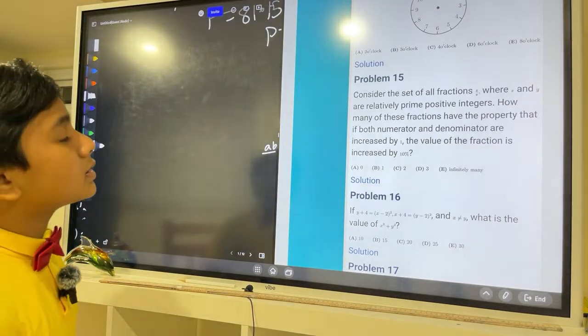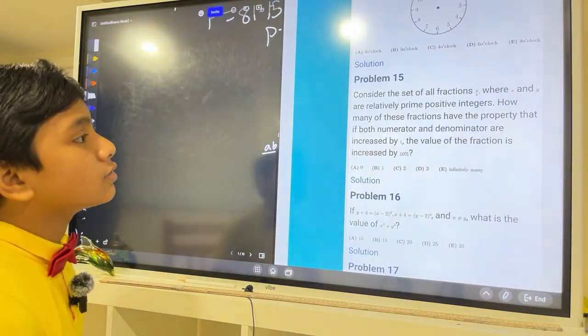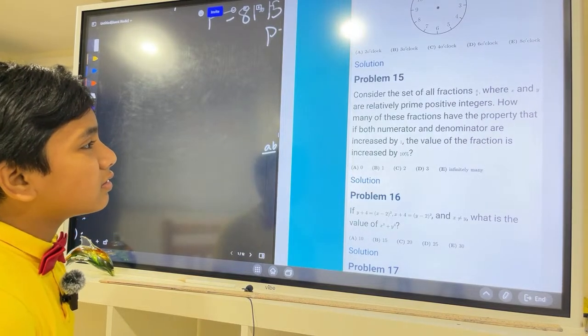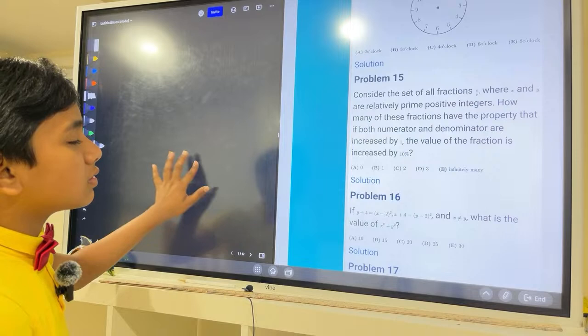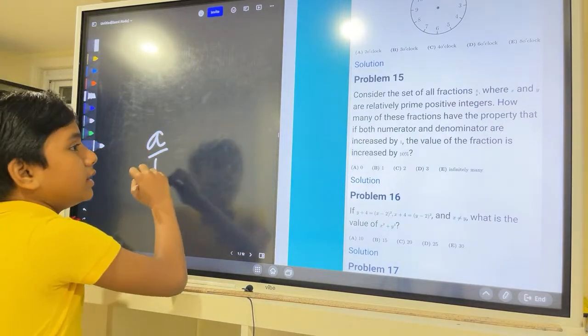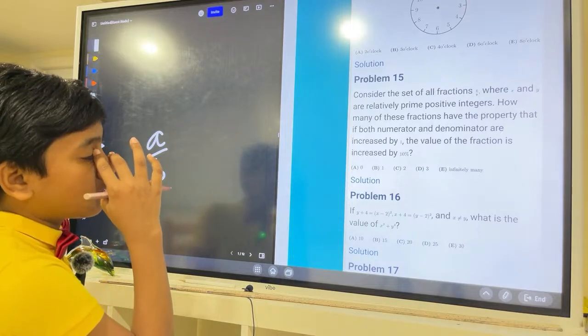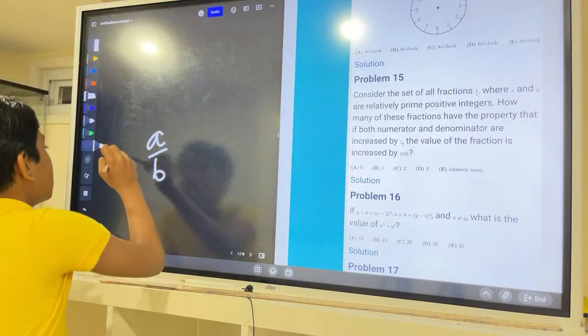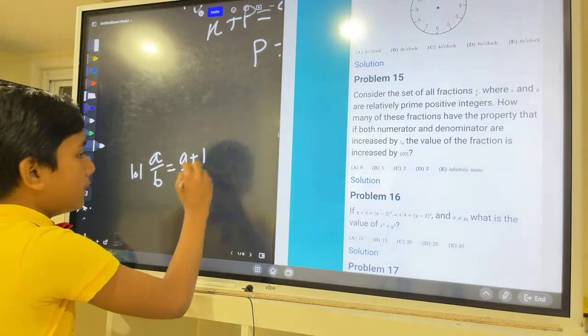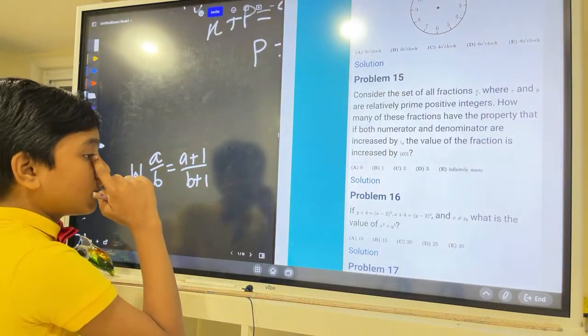Okay. Consider the set of all fractions x over y, where x and y are, oh, what the hell? So a over b, so 1.1 a over b is equal to a plus 1 over b plus 1. Why?